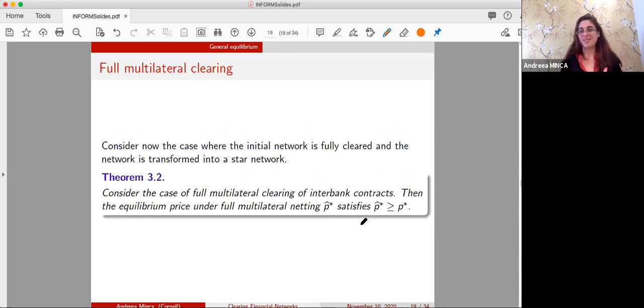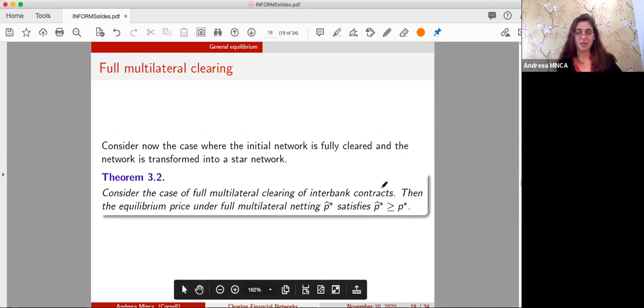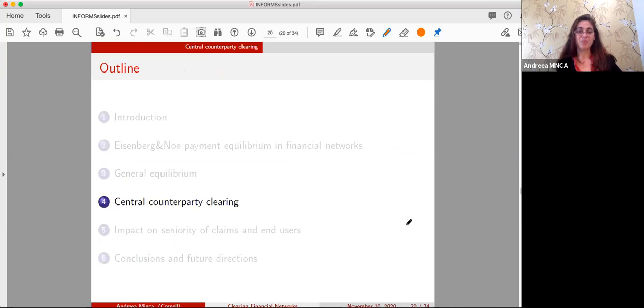What is the impact on prices when we introduce a clearinghouse? This comes again from the observation that clearinghouses have been mandated especially to reduce such price instability. And indeed, what our theory shows is that if we look at full multilateral clearing, so if all liabilities in the network are being cleared through the clearinghouse, then the equilibrium price will satisfy that P star hat is greater than P star. That would be the equilibrium with the clearinghouse is going to be greater than P star.